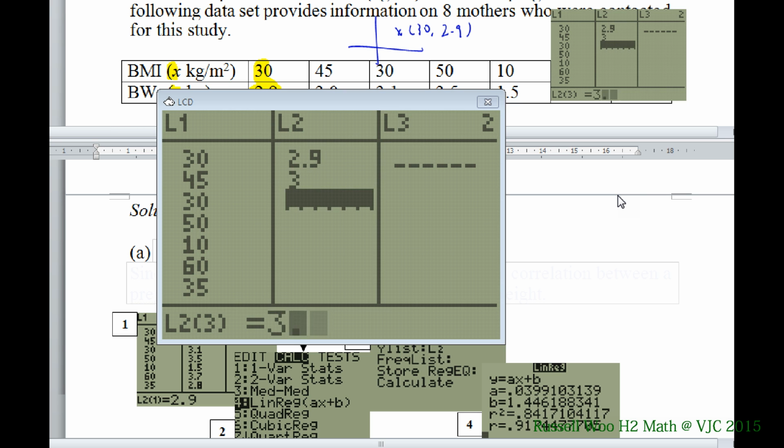3, 3.1, 1.5, 3.7. No, wait. 2.9, 3.1, 3.5, 1.5, 3.7, and 2.8.